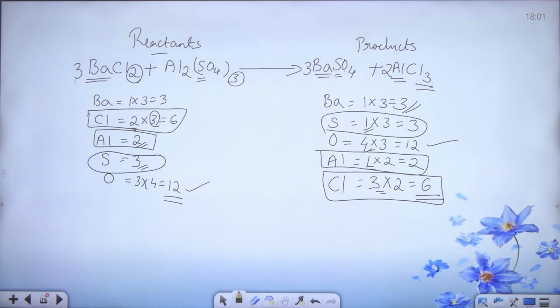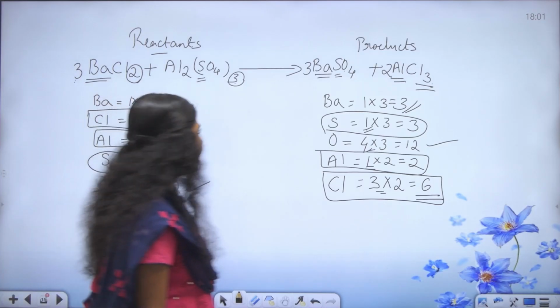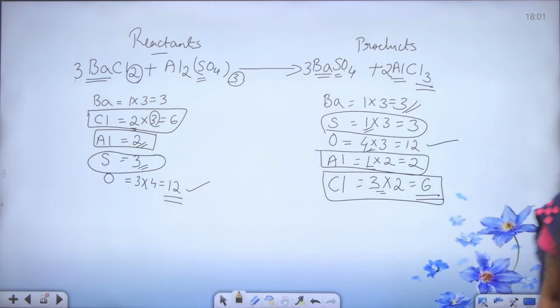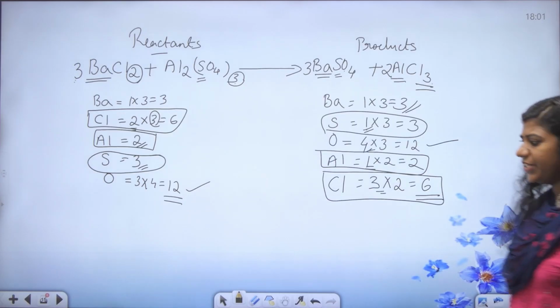So this equation is balanced. Okay, is it clear? The balanced equation is 3 BaCl2 plus Al2(SO4)3 gives 3 BaSO4 plus 2 AlCl3. Is this clear? Then do the next one.